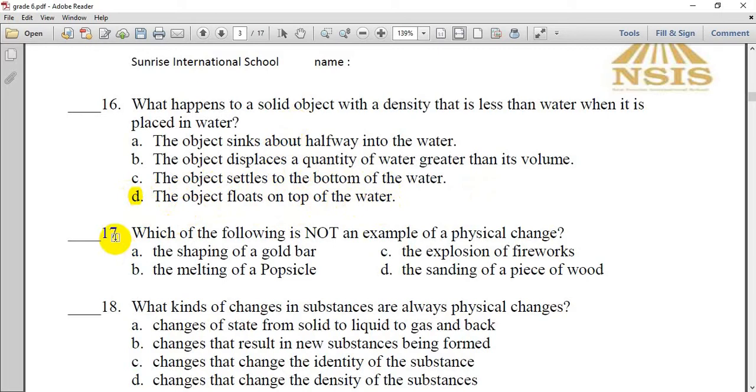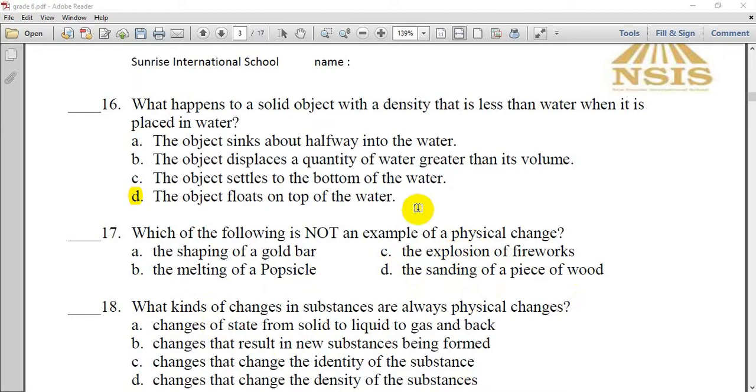Question 17. Which of the following is not an example of a physical change? Something here is not an example of physical change. The shaping of a gold bar, when we change the shape of the gold to make a ring or something, or the explosion of fireworks, the fireworks that we see in the sky, or the melting of a popsicle or ice cream, the sanding of a piece of wood. Sanding of a piece of wood means making the wood smoother.